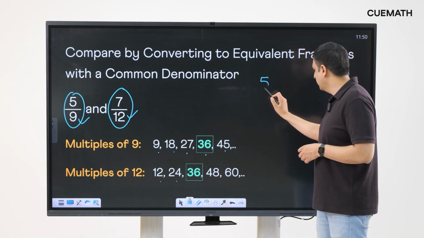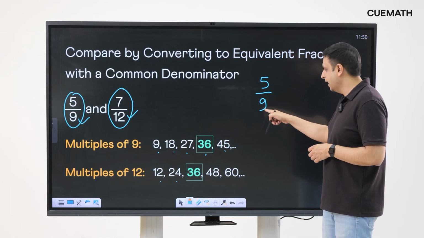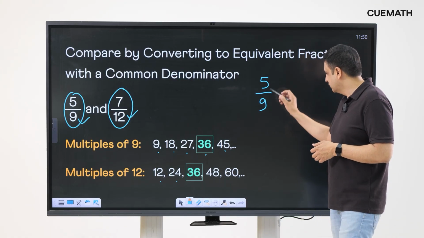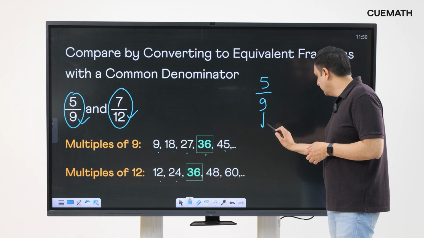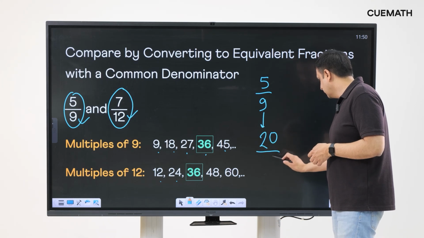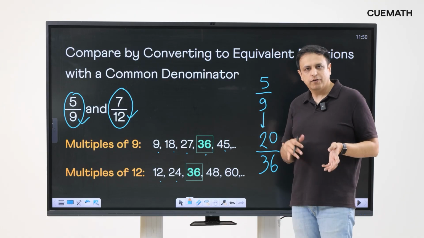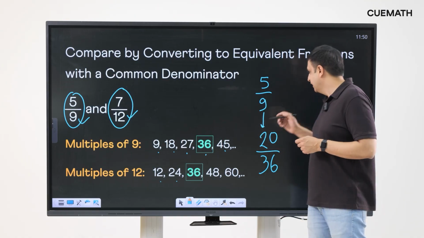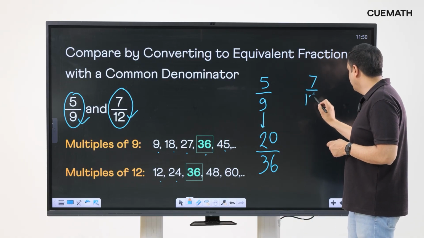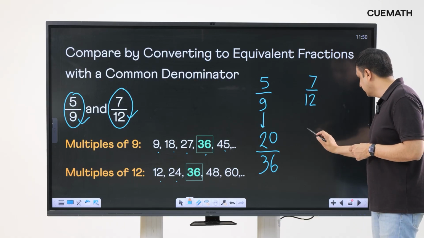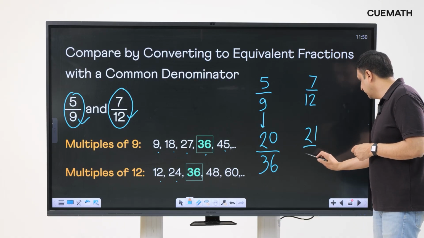So we have 5 over 9. Now to convert 9 into 36, we'll need to multiply above and below by 4. So let's do that, and this will give us 20 over 36. And then to convert 7 over 12 into an equivalent fraction with the denominator 36, we will need to multiply above and below by 3. So if we do that, we'll get 7 times 3 is 21, 12 times 3 is 36.